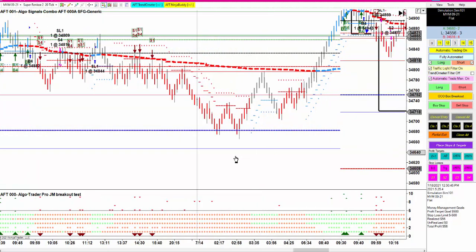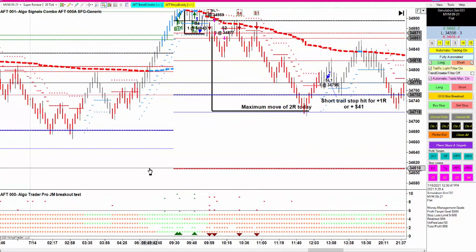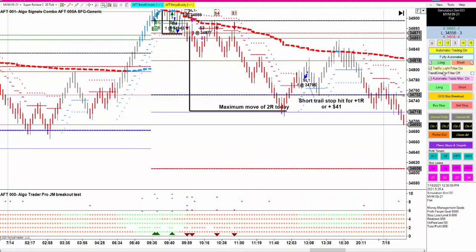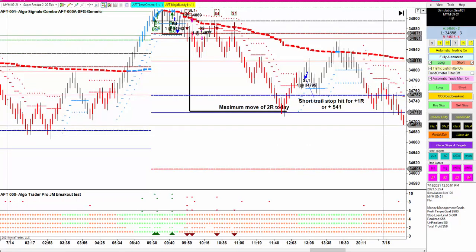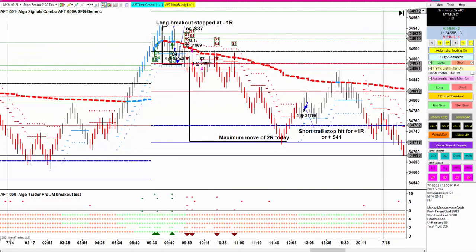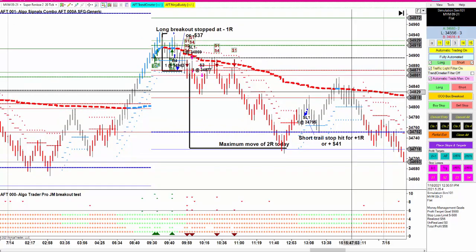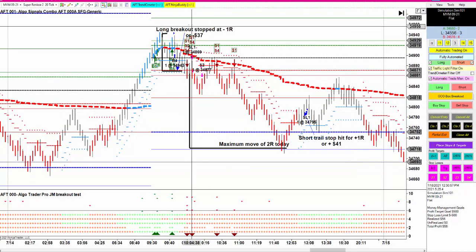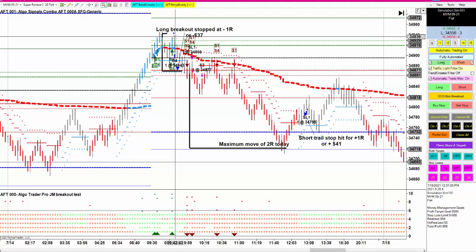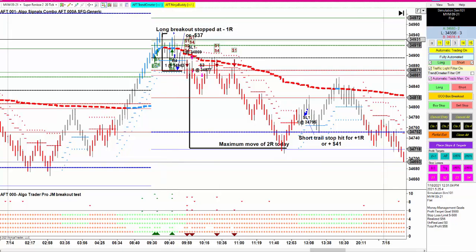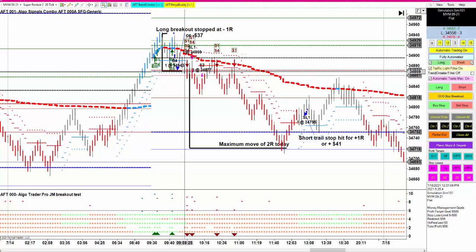All right, so this was Wednesday here. And so we had initially a breakout to the long side. That stopped at -1 hour, right? And then it reversed to the short side, obviously.